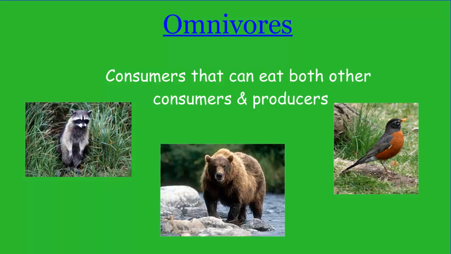Omnivores. Omnivores are consumers that can do both what the carnivores and herbivores can do. They can consume other consumers, and they can also eat the producers. Some examples of omnivores would be the raccoon. A lot of the species of bears are omnivores, eating fish and other wildlife, as well as berries and leaves. And the red-breasted robin, as pictured here, and you can see a lot of those in Minnesota, as well as us humans. We are omnivores.